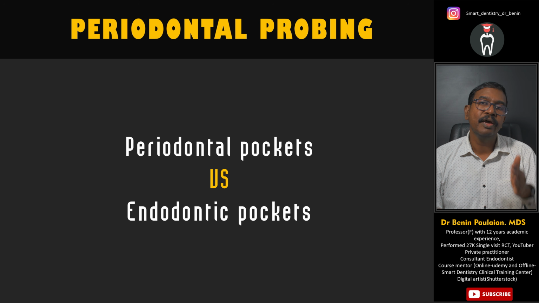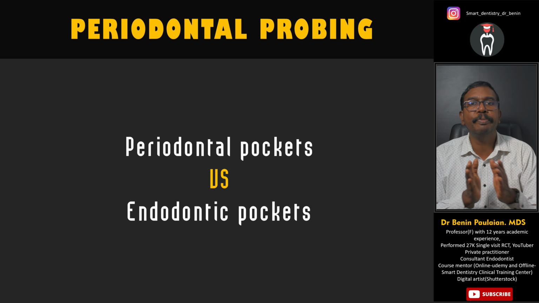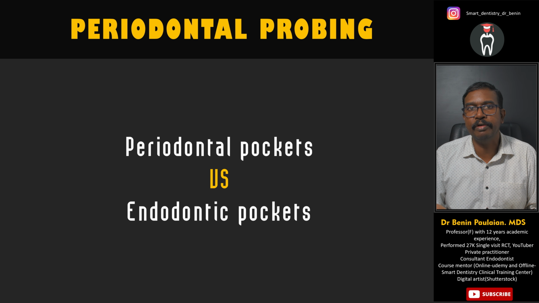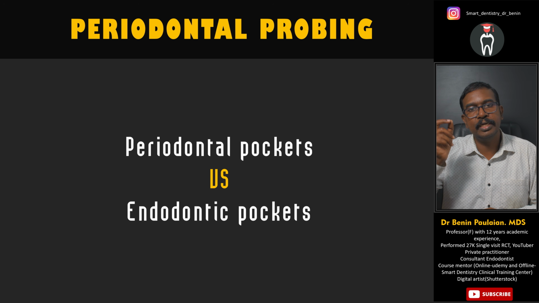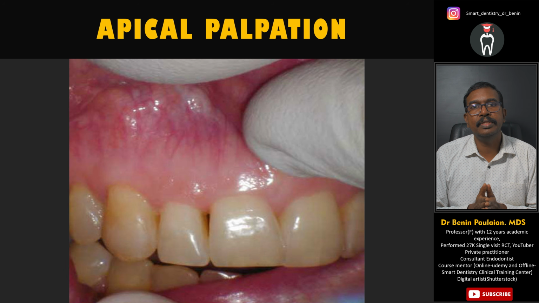The second one is in the case of a maxillary lateral incisor: whenever there is a palatogingival groove, there will be a deep periodontal pocket. So in two situations, a vertical root fracture, which may be in any tooth, and a palatogingival groove, there will be a quite deep endodontic pocket, and we must always use a periodontal probe to find this.